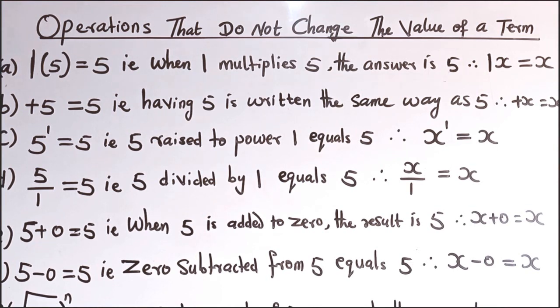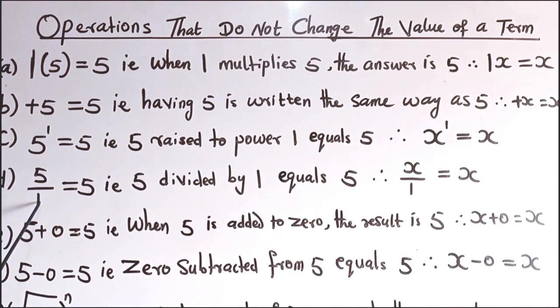Number D is that of dividing 5 by 1. See it here, 5 divided by 1 is equal to 5. We learned also earlier that whenever 1 divides a number, the result is that number. 5 is not going to be an exception. Here, this 1 is a divisor and this 5 is a dividend.